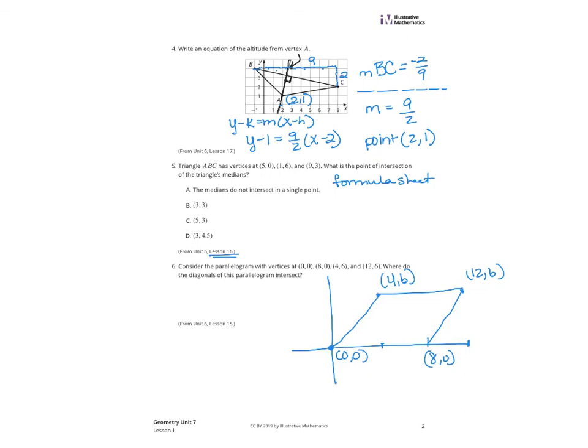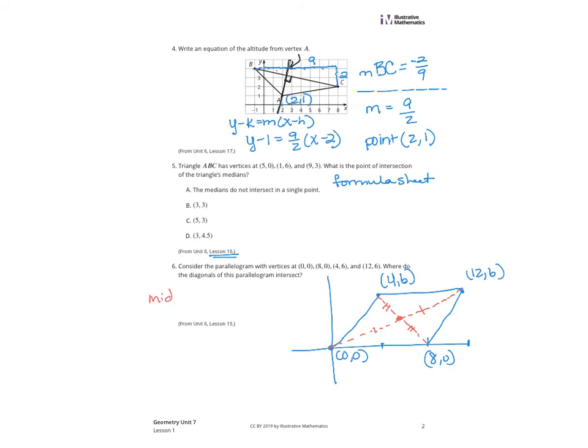So something for you guys to know is that the diagonals of a parallelogram bisect each other. In other words, these diagonals intersect at each other's midpoint. So although my diagonals aren't congruent, they do intersect at each other's midpoint. So for this problem, you need the midpoint formula. That's on our Unit 6 formula sheet.